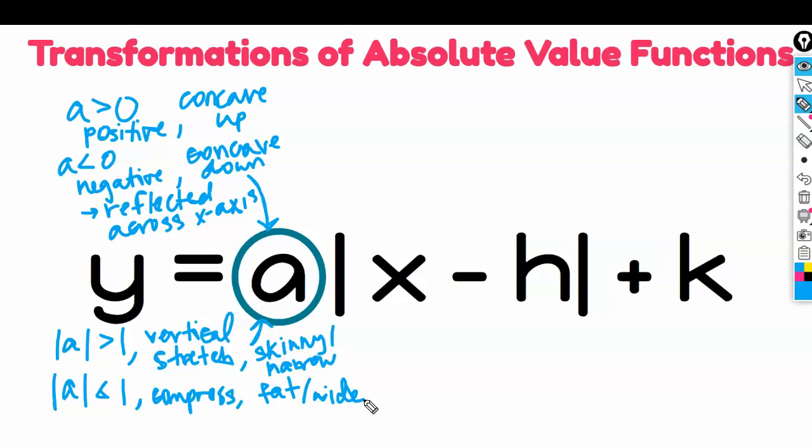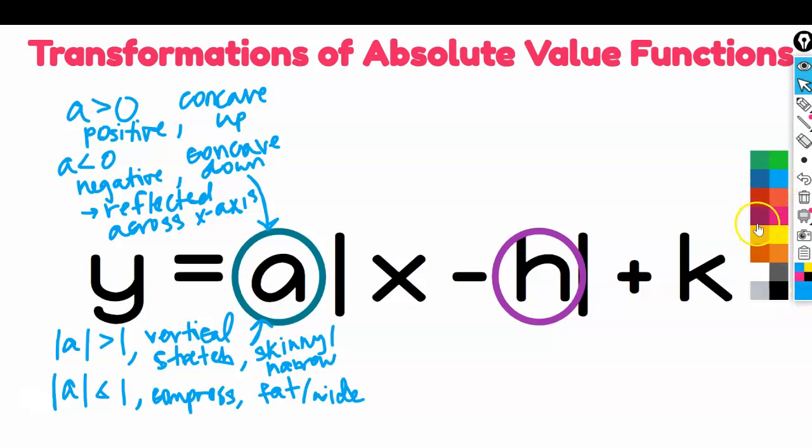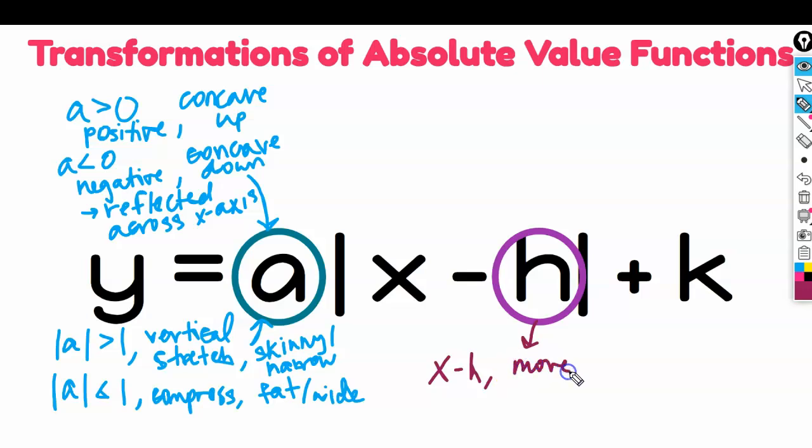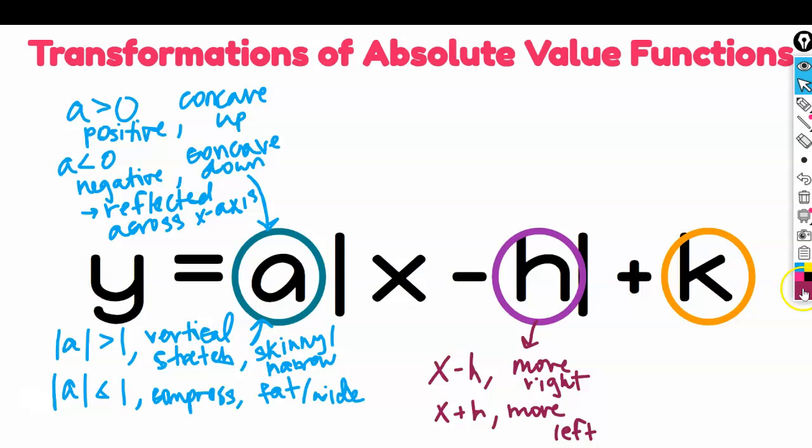Okay. Then when I look at the inside, when I look at H, so x minus H, remember that if I do see x minus H, my graph will move to the right. And if I do see x plus H, that will mean my graph moves to the left. All right, and remember, H is also the x value of our vertex, so it's also pretty important in that regard. And then finally, I see K.